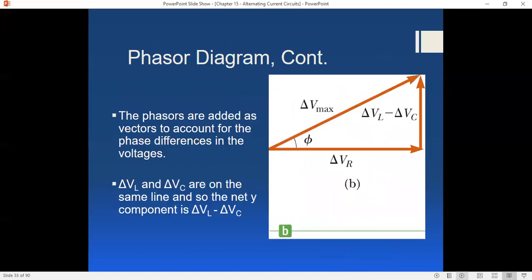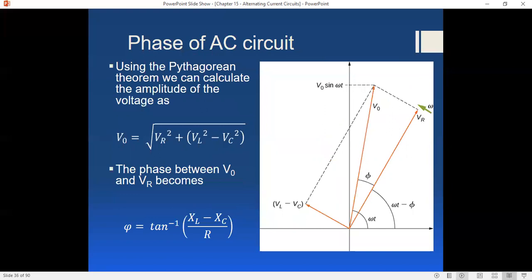Fortunately, if we add these three vectors together, we can get this phase angle. We can get this phase angle by using simple trigonometry.